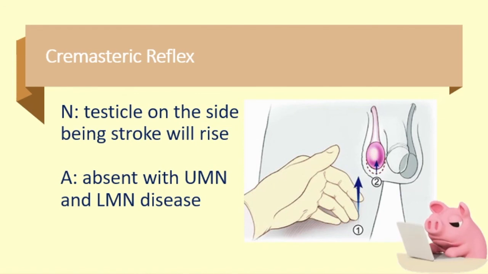Then class, you have your cremasteric reflex. Class, your cremasteric reflex is done by lightly stroking the inner thigh of the male patient with a tongue depressor. So normally the testicle on the side being stroked, okay, class, when I say being stroked here, the one wherein you had your smooth touch there, you would expect that the testicle on that side will rise.